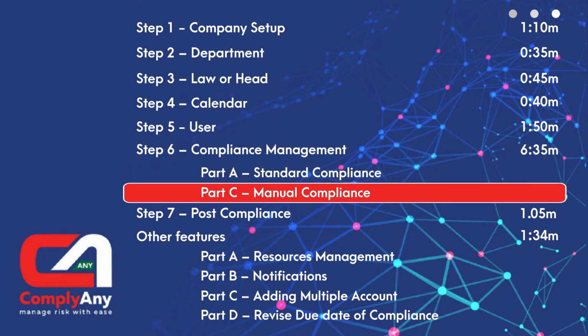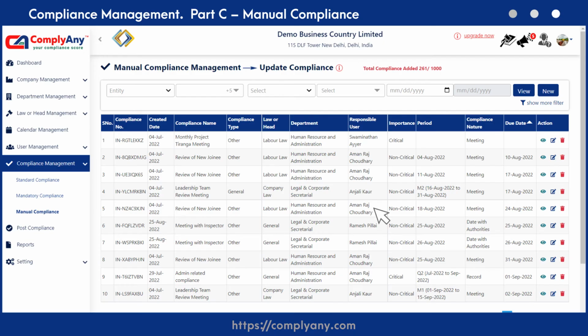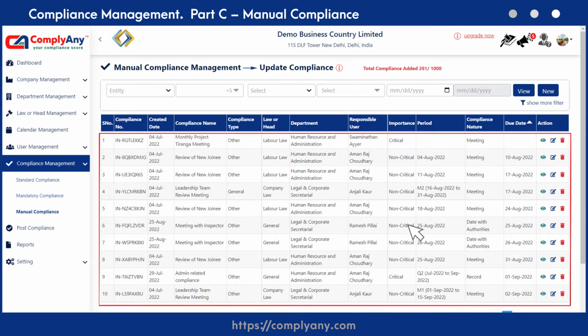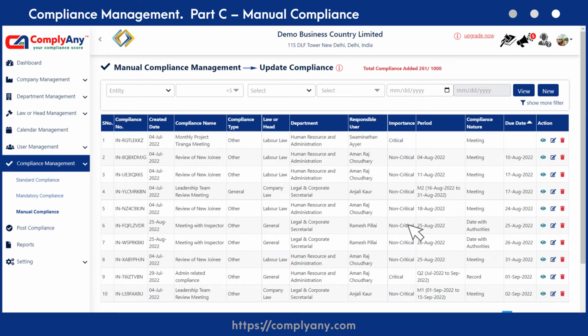Step 6. Compliance Management. Part C. Manual Compliance. Manual compliances are those compliances which are created by the user, may be required under any law or for internal governance. These are shown in dark blue color font. Let's see how to create manual compliance.